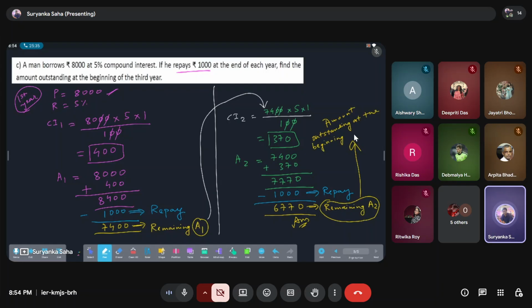At the beginning of third year, money at the end of second year, after repay and all. Okay, that's the answer. Understood, everyone?